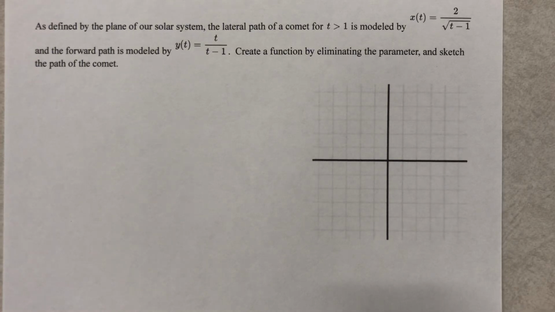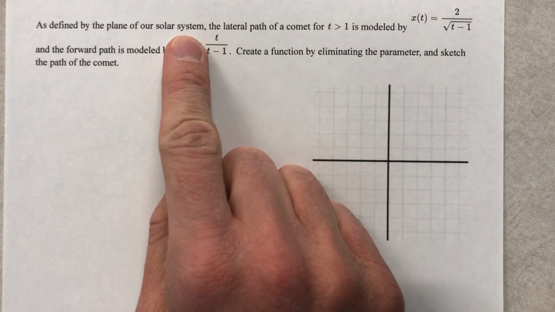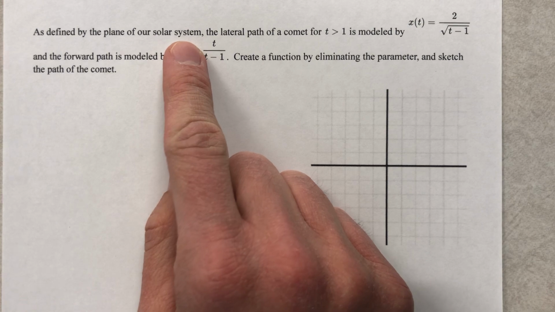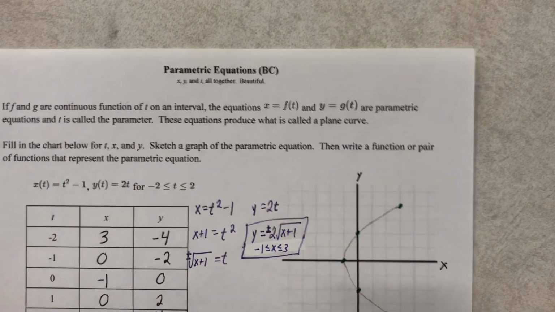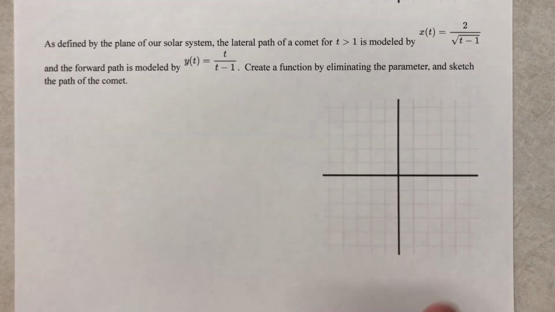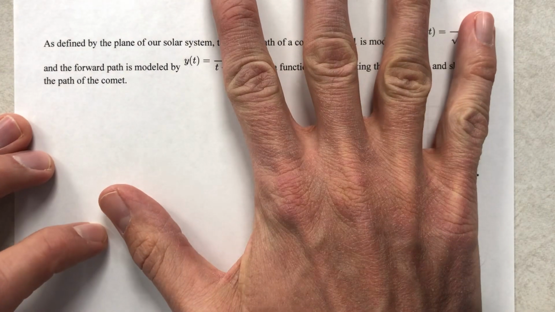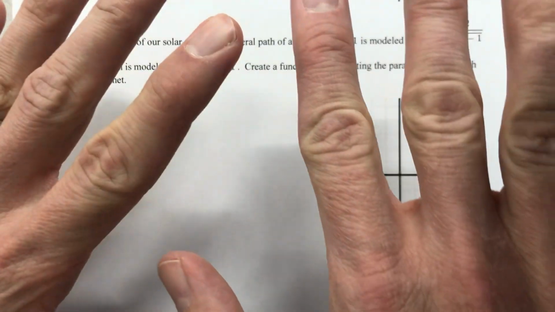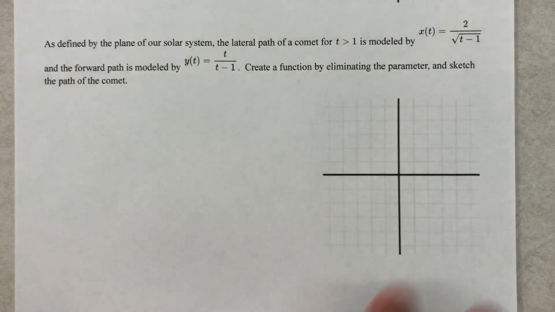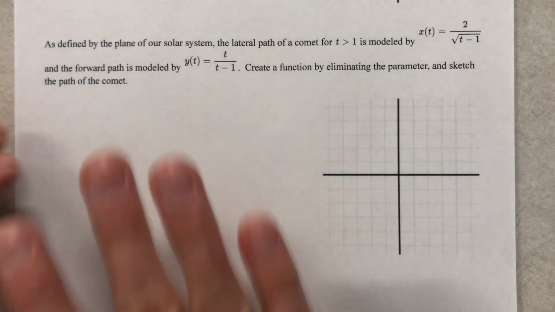Okay. As defined by the plane of our solar system. Whoa, what? Okay. These equations produce what is called a plane curve. Our solar system sits, essentially, for our purposes in this problem, on a flat surface. Now, I know it's clearly three-dimensional. We have some strange orbits that tilt a little bit, but for the purpose of what we're dealing with, let's just say it's a plane surface.